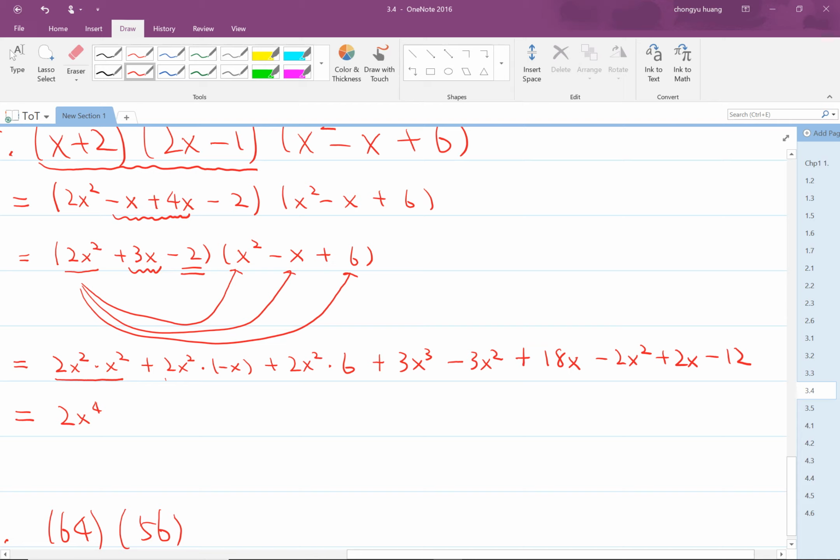And then over here we have 2x to the power 2 multiply negative x, so it's going to be negative 2x to the power 3. And then we have a positive 2x to the power 2 multiplied by 6, so it's actually 12x to the power 2. Since we already simplified all the terms for 3x and the negative 2, we're just going to write it down.